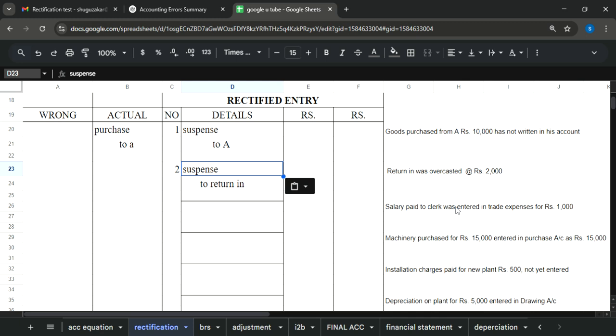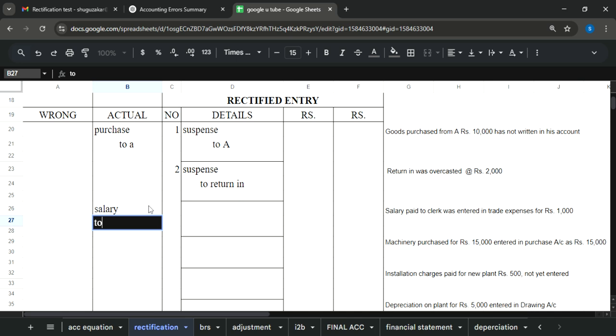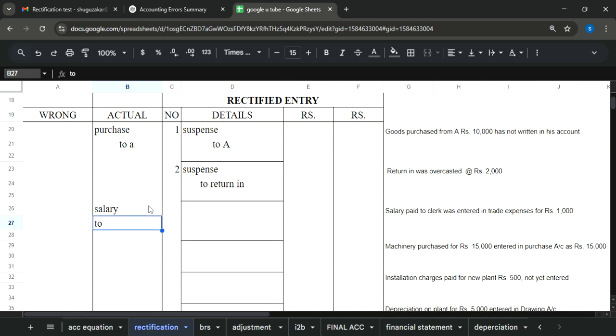Now we are going to see our third entry. Salary paid to clerk. You are paying your salary. Cash is going out, salary is an expense. Expense should be written on the debit side, so salary is debit. The concept is associated with salary. So salary was supposed to be written on debit. This was the first part, and now we will see what the next half is saying. Salary paid, salary too, entered in trade expense. So by mistake you have entered in trade expense. Trade expense is your expense which should be written on the debit side.